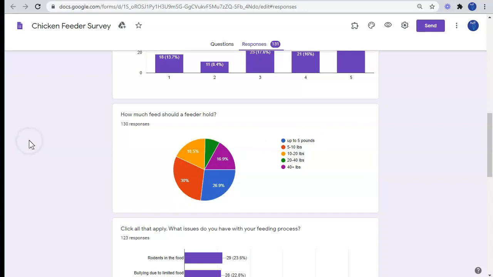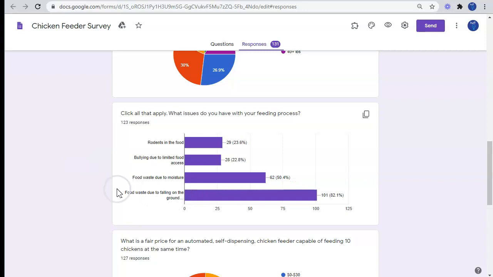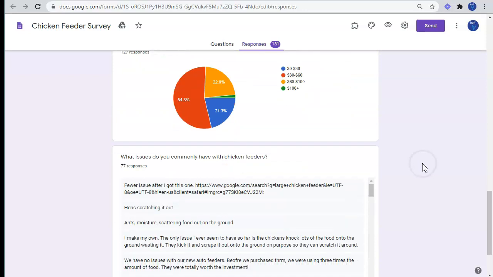And that's probably about a week of food is what we were shooting for. So 5 to 10 pounds, we were thinking more like 20, but really this is what people thought. And then the most common problem that we're trying to solve is waste due to falling on the ground, according to our users survey. And a fair price. Most people said between $30 and $60 would be a fair price for that. So that made us rethink our design. So our prototype was way above that. So our second iteration would involve, how do we bring our costs down to something that's more acceptable to the user population here.